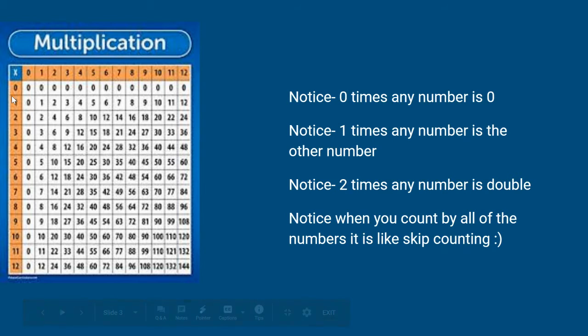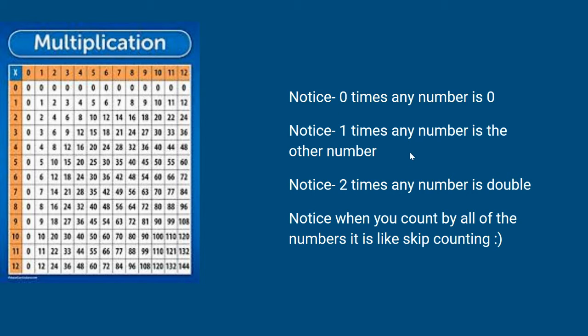You can also use the multiplication table in this direction. So 0 times 0 is 0. 0 times 1 is 0 forever. Notice that all the numbers times 1 is the other number. So the other number that you're multiplying is the same as the answer for any number times 1. And that works for both directions. 0 times 1, 1 times 1, 2 times 1, 3 times 1.